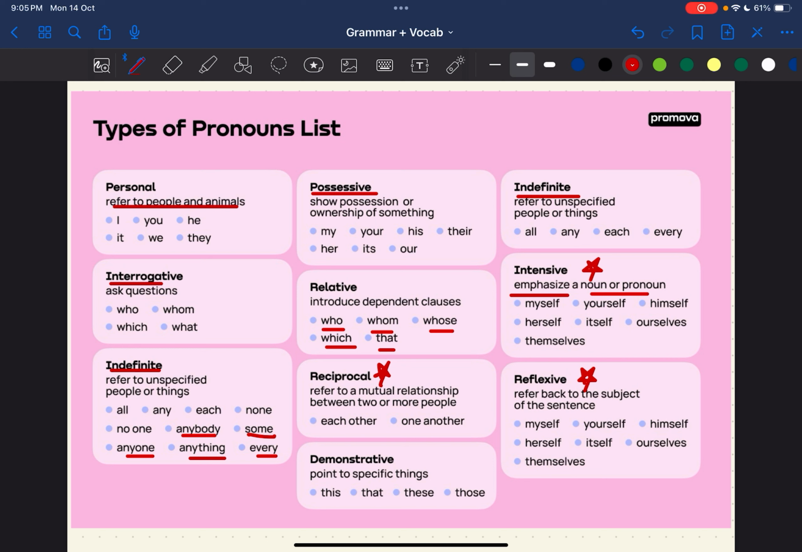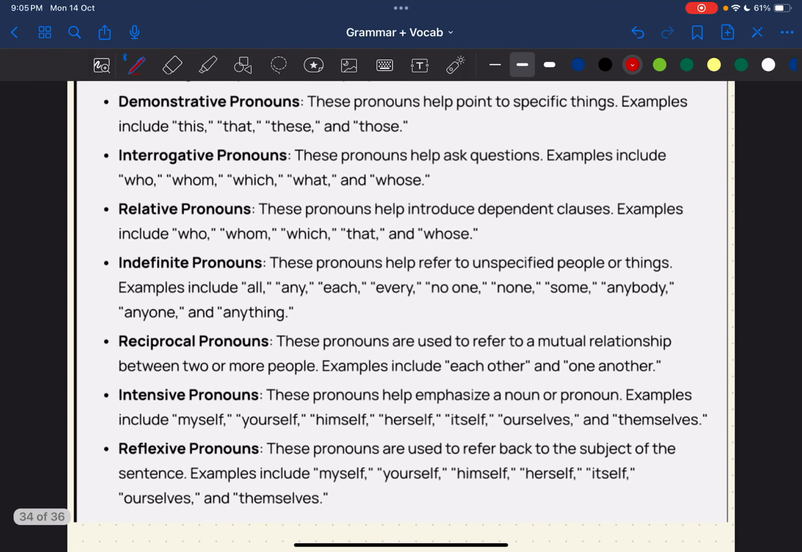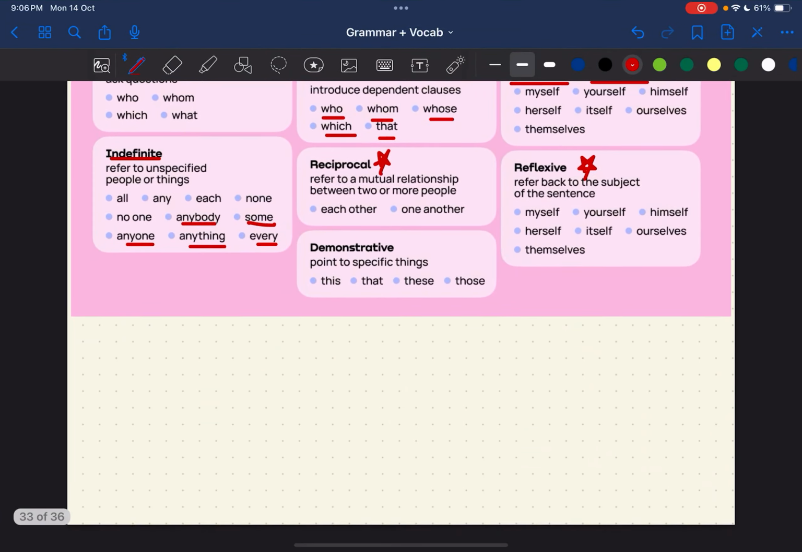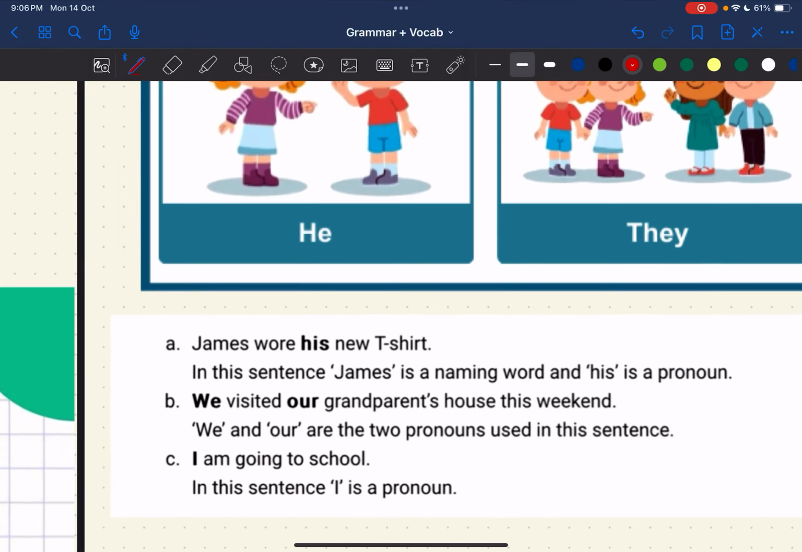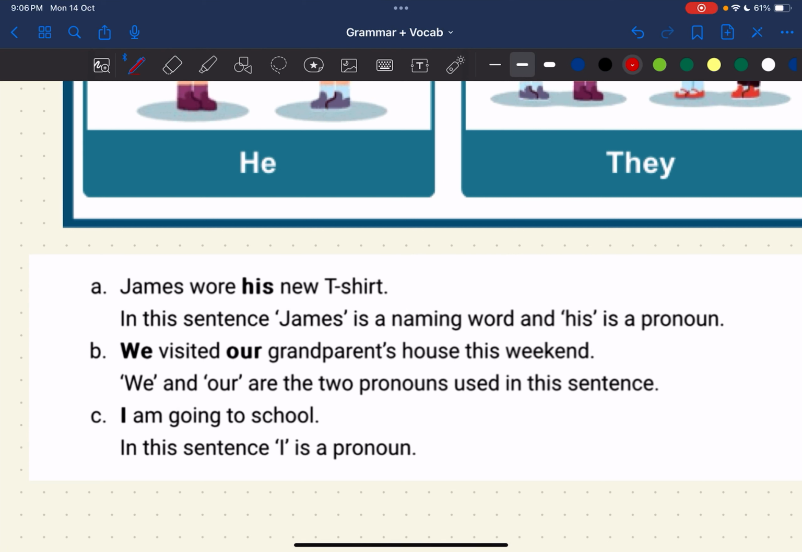कोई भी difficult तो बिल्कुल नहीं है, आपको बस identify करना आना चाहिए. वो हम अभी देख लेंगे how to identify. यहाँ पे देखो आप, James wore his new T-shirt. Now James is my noun, ठीक है, हमारा proper noun है. And his is a pronoun because I'm not using the name again. I'm saying उसने अपनी T-shirt पहनी है, तो his.